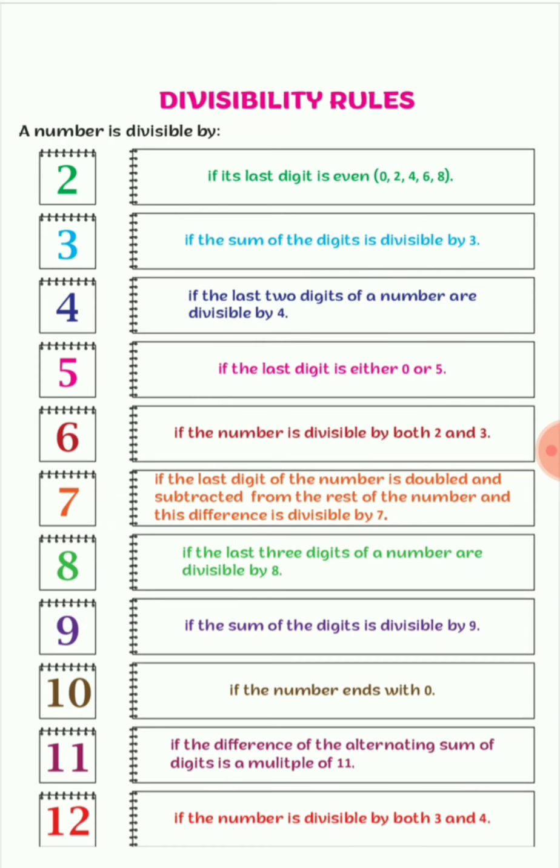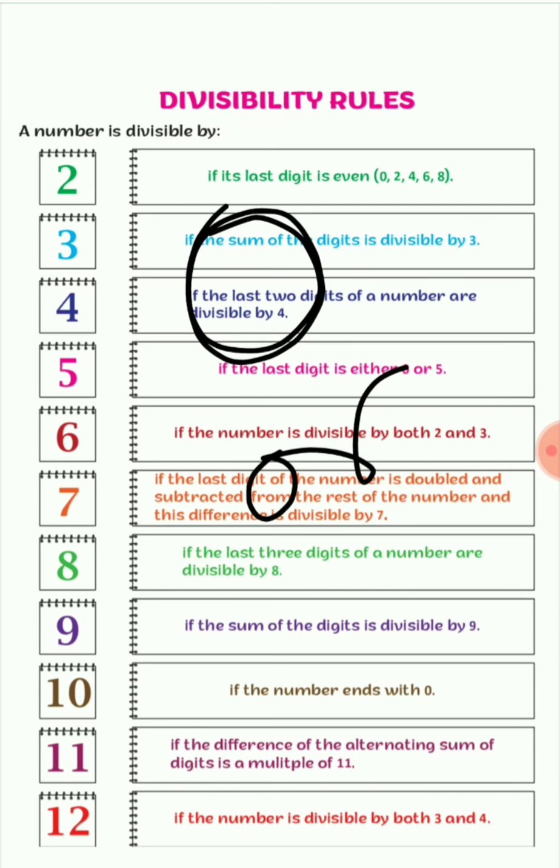Next, we check the divisibility rule by 5. We just check the last digit of the given number. If the last digit of the given number is 0 or 5, then the number will be divisible by 5. Just we check the last digit of the given number. Let's take an example.